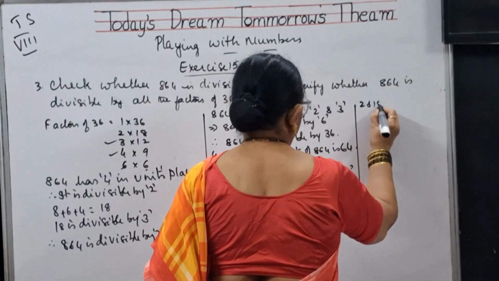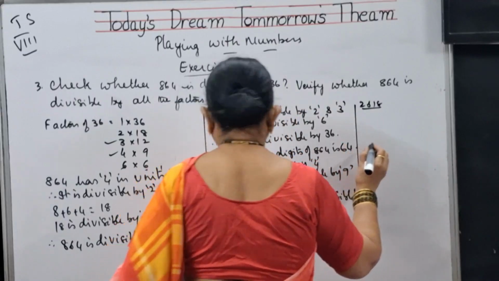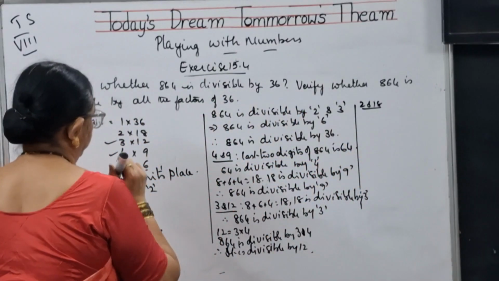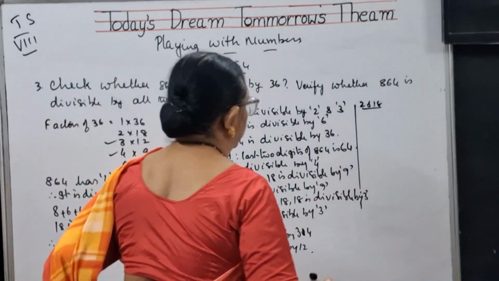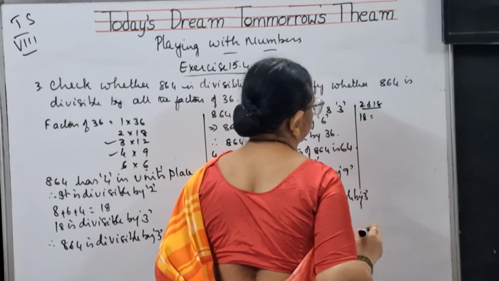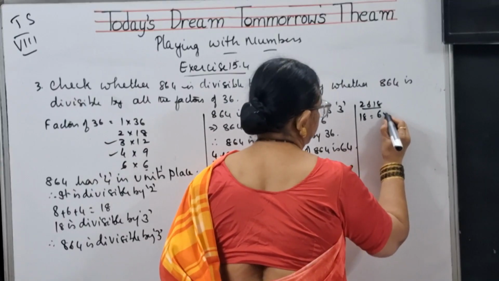2 and 18. Already 2 I have done. It is divisible by 2, so I am not doing it. Let me talk about 18. 18 is nothing but 6 into 3.